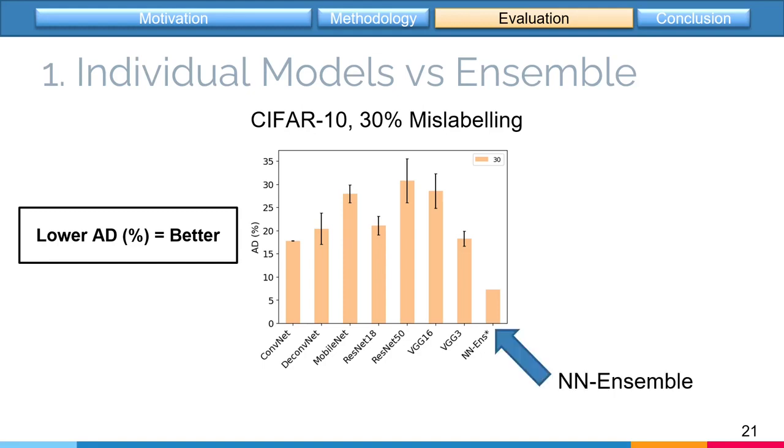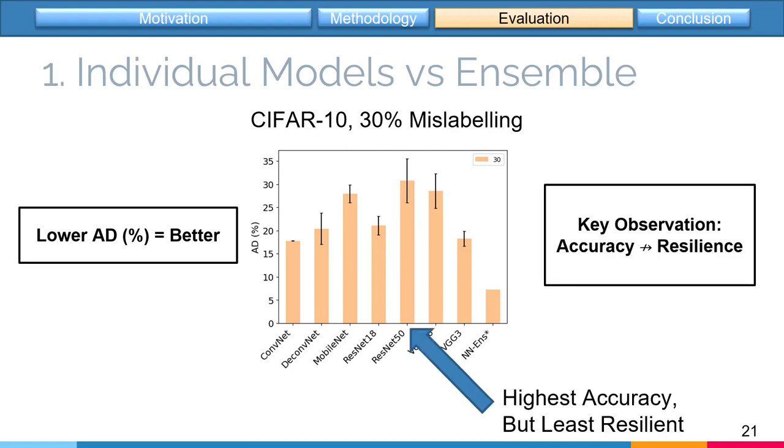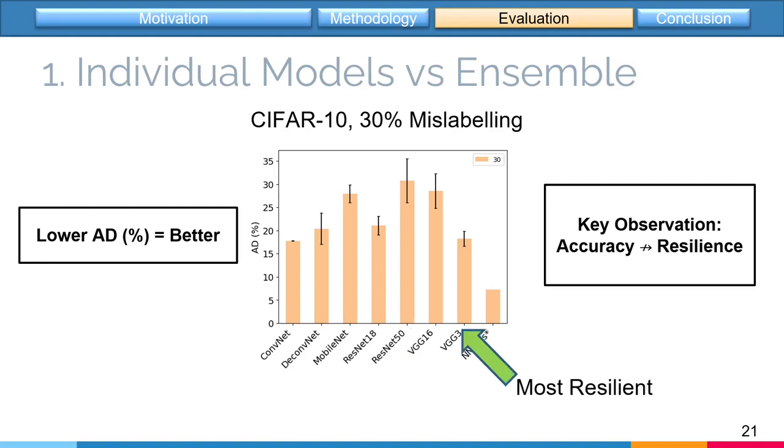On the far right of the graph, we show the accuracy delta of the ensembles. We observe that the ensemble has a lower accuracy delta, hence is more resilient than any other individual model. We also observe that models with greater classification accuracy when trained with well-curated data are not necessarily more resilient to faulty training data. For instance, in CIFAR-10, ResNet50 had the highest golden accuracy of all individual models, but it did not have the lowest accuracy delta. That would be VGG3 in this case.